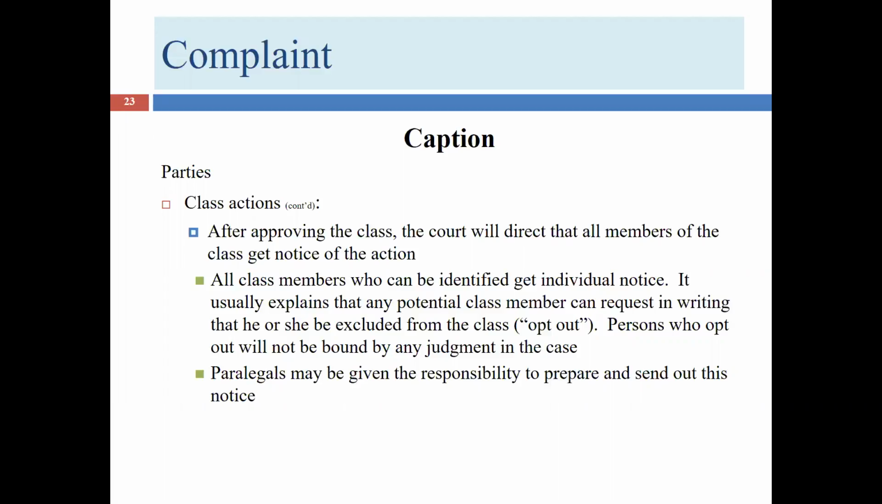So that would most likely be the way that the plaintiffs would find the people they need to contact to let them know about the class. Each one of those individuals is going to have to get an individual notice. Typically, it's going to be mailed to them. You've probably gotten some in the mail.